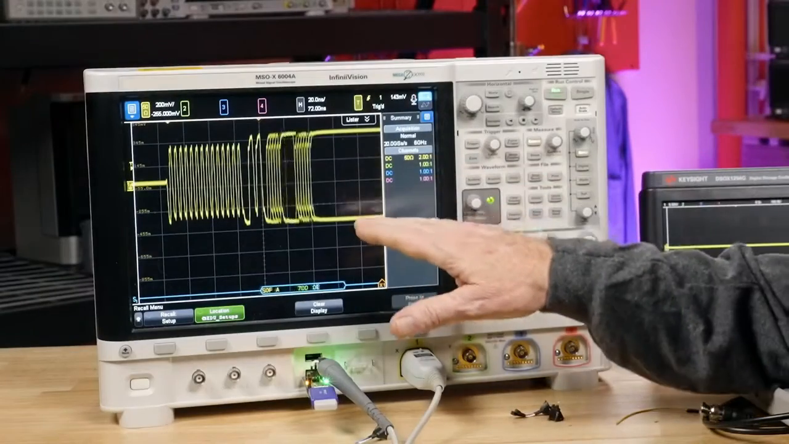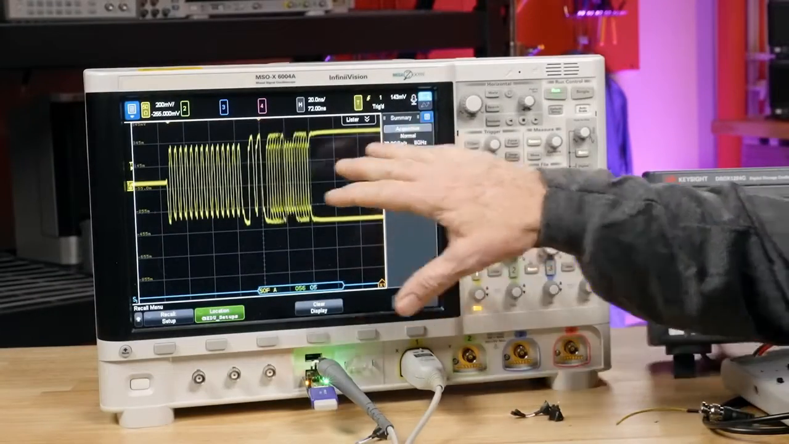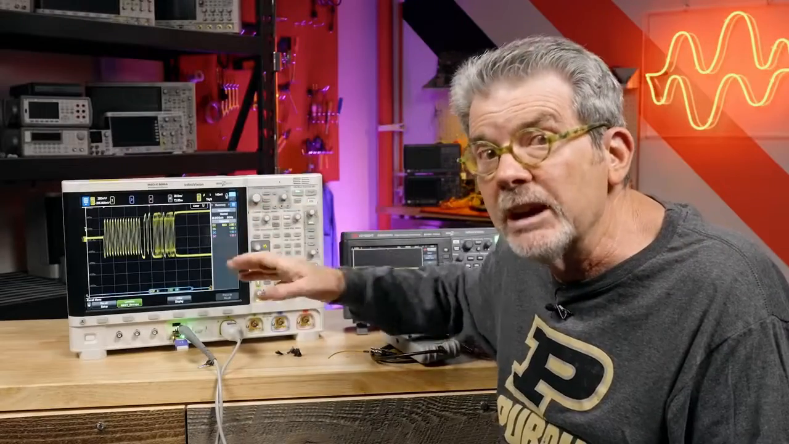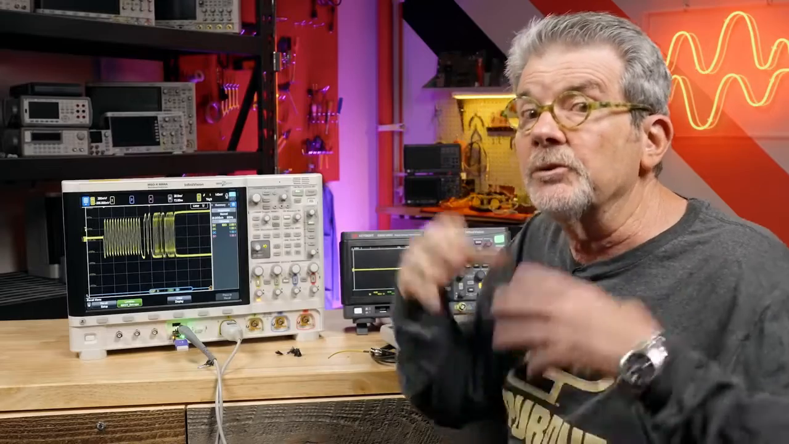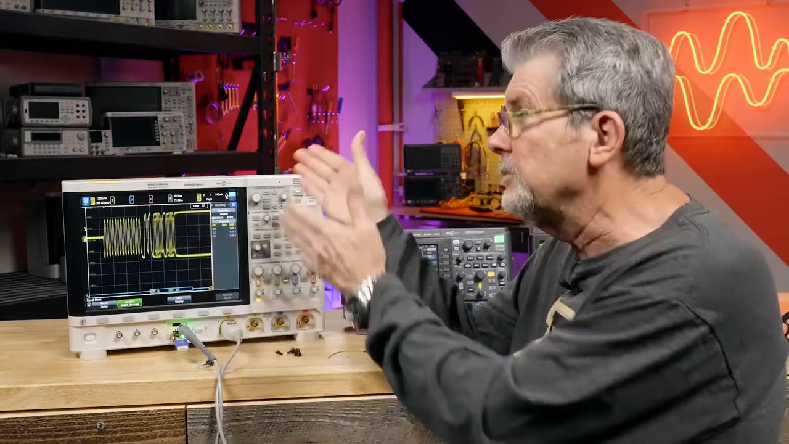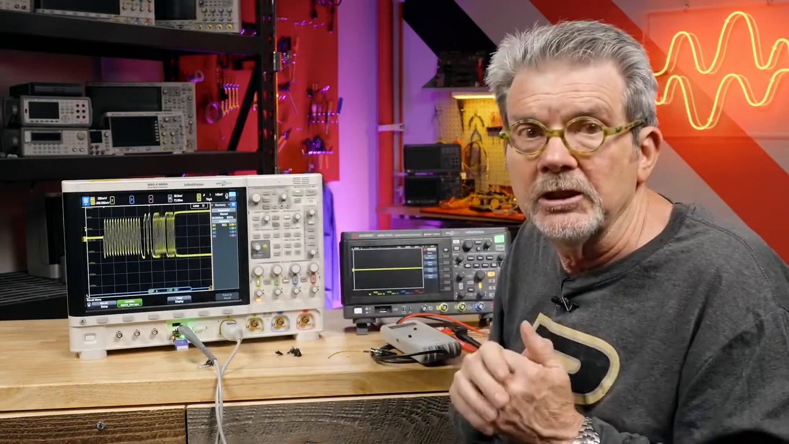So this is a USB 2.0 serial bus signal. It runs at 480 megabits per second, but the frequency content can be a lot higher, up to about 2.5 gigahertz. So my 6 gigahertz probe, my 6 gigahertz scope is more than enough bandwidth for this signal.